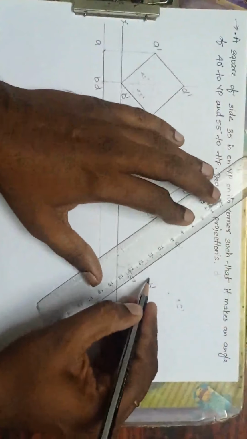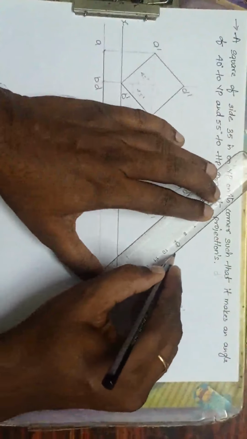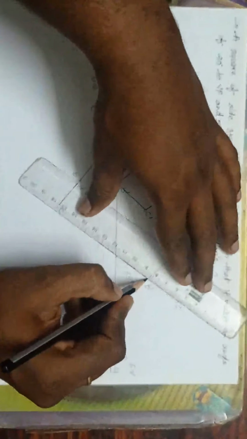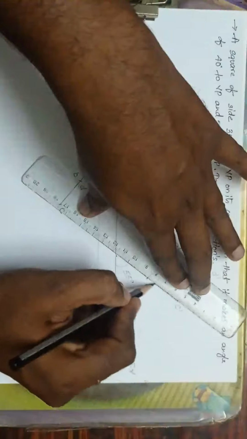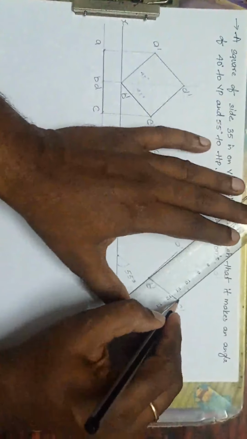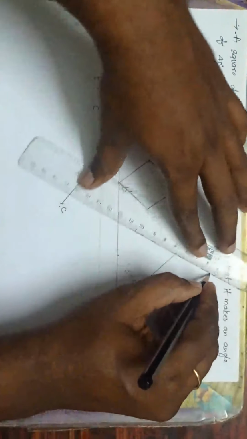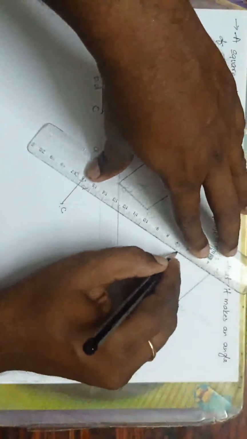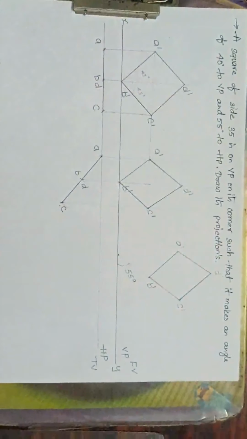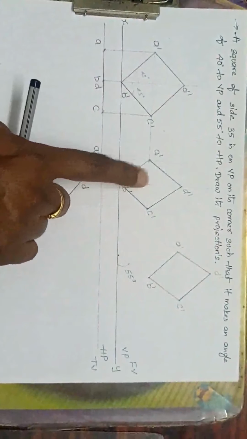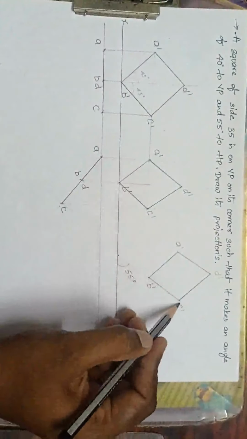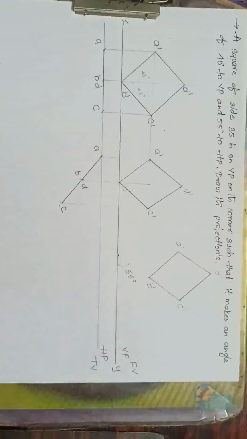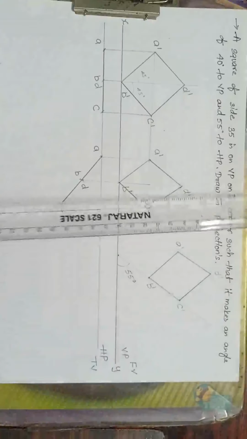Okay, done. Next what to do? Join A dash, B dash, B dash, C dash. So planes should be dark here. Very, very important. C dash to D dash, D dash to A dash. Done. So what we did? The same plane, I make an angle of 50 degrees with this edge. Okay, fine. Next what to do?